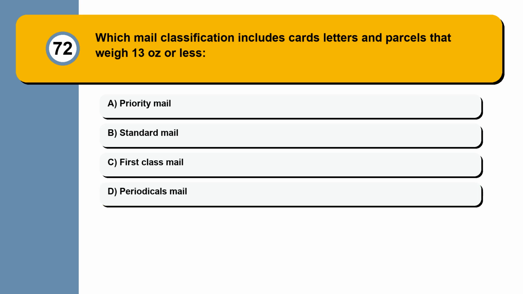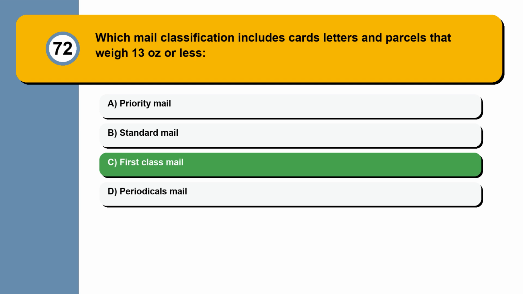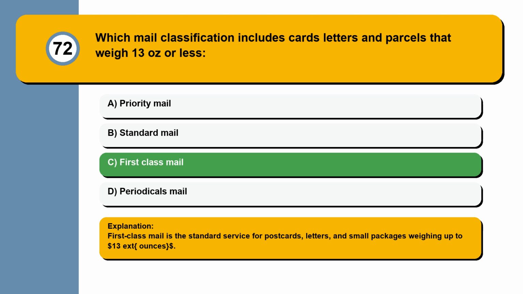Question 72. Which mail classification includes cards, letters, and parcels that weigh 13 ounces or less? Here are your options. Option A, priority mail. Option B, standard mail. Option C, first class mail. Option D, periodicals mail. The correct answer is option C, first class mail. Explanation. First class mail is the standard service for postcards, letters, and small packages weighing up to 13 ounces.